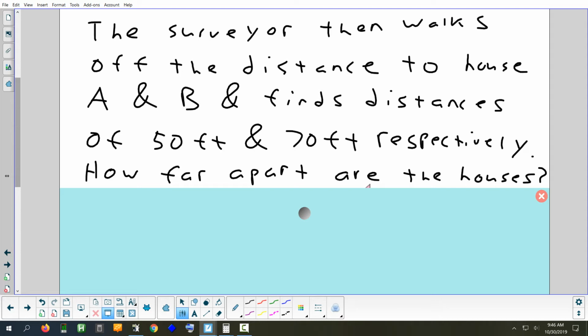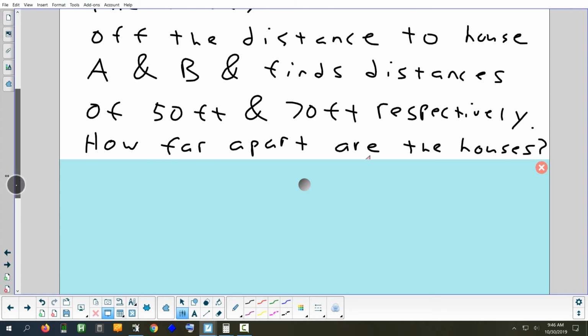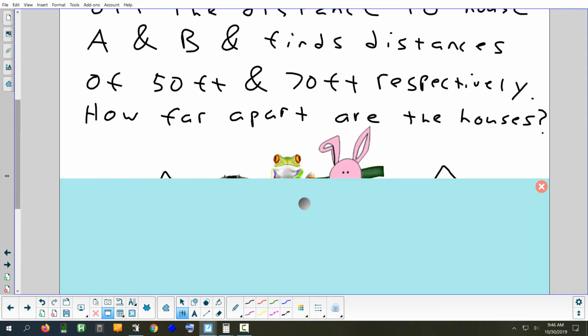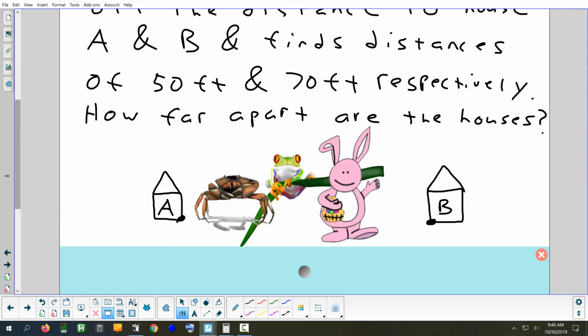So, I said to you that there's some reason why the surveyor can't measure between the two houses. In our case, this is the reason. Between the two houses, there are giant crabs, that's dangerous, poisonous tree frogs, and a bunny. So all those things together make it very challenging. It's the Easter bunny, but the Easter bunny can be dangerous. We don't know.